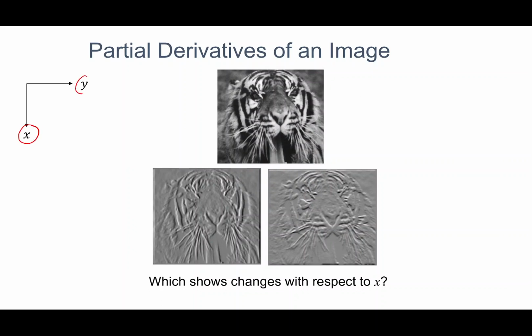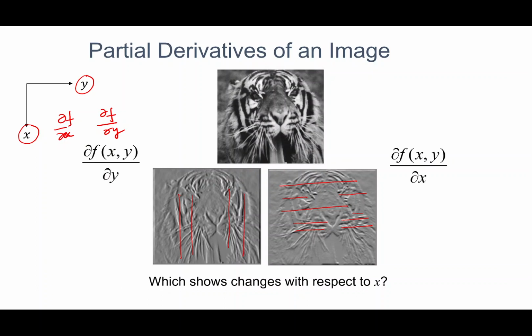So this is the x-axis, this is the y-axis once again. So think about which image the partial derivative of the image with respect to x corresponds to, and which image the partial derivative of f with respect to y corresponds to. If you think about this, you will see horizontal transitions have been emphasized here. That means horizontal discontinuities have been discovered here. Here the vertical discontinuities have been emphasized. So therefore this corresponds to the partial derivative with respect to x, and this corresponds to the partial derivative with respect to y.